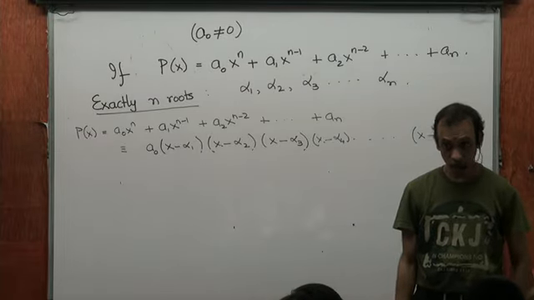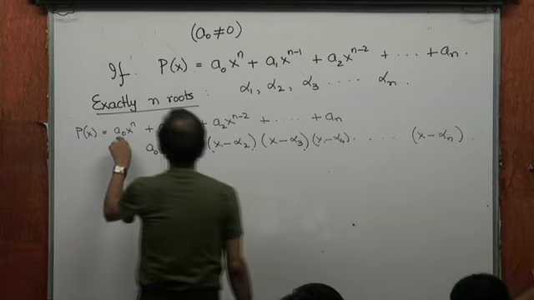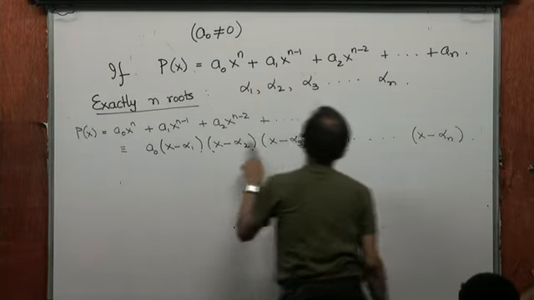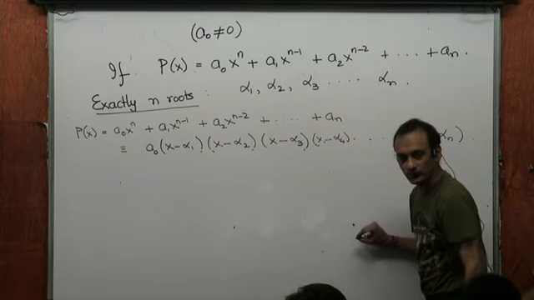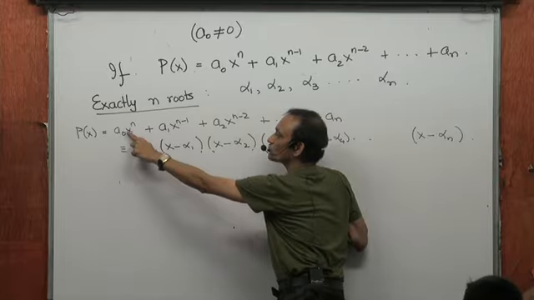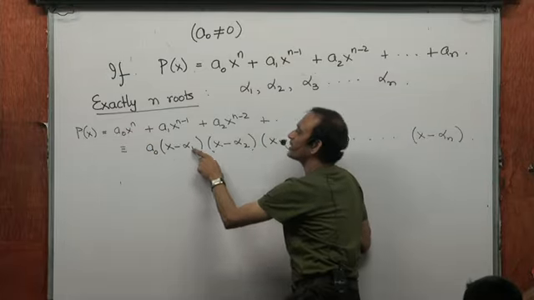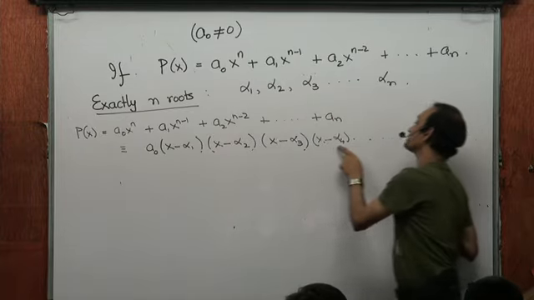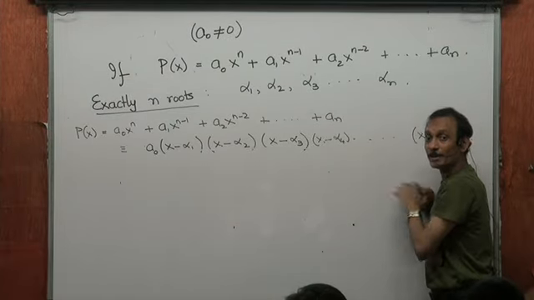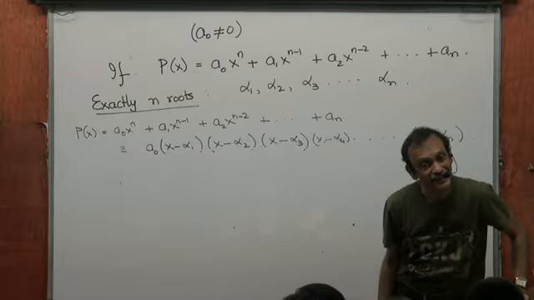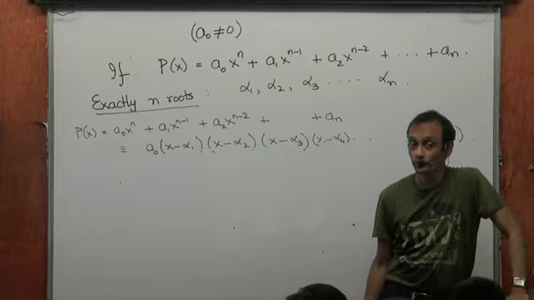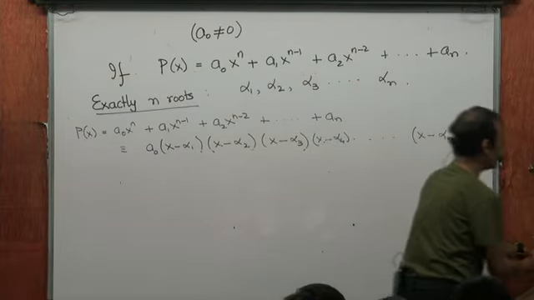Clear? So if a polynomial is like this, a naught x power n plus a1 x power n minus 1, and alpha 1, alpha 2, alpha 3, alpha n are roots of the polynomial, then that polynomial could be factorized as a naught, which is the coefficient of x power n, into x minus alpha 1, into x minus alpha 2, x minus alpha 3. Now the left hand side is identically equal to the right hand side. Now we have produced an identity. Yes or no?